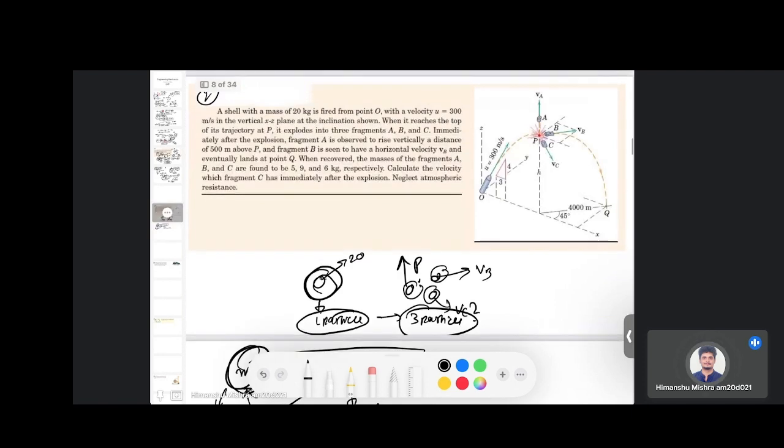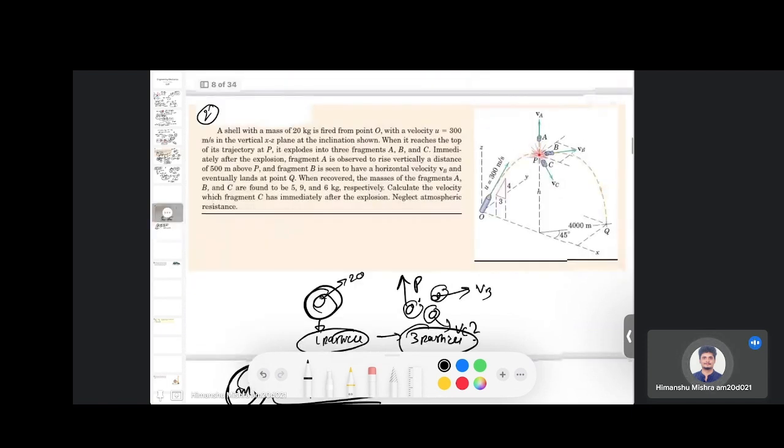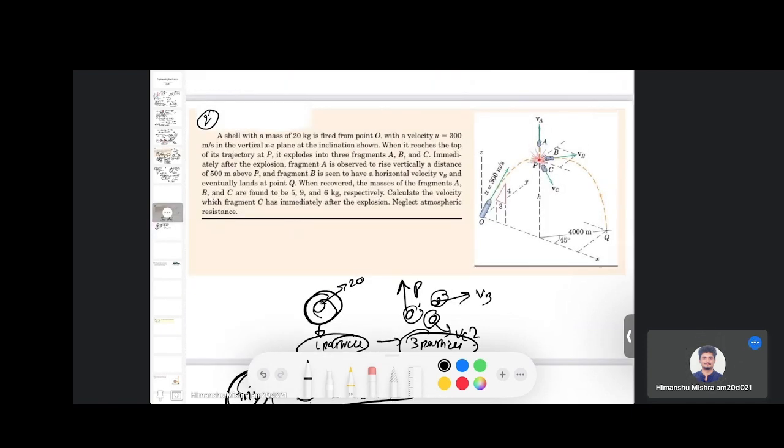So in the question, what we need to find is the velocity of particle C. So to find the velocity of particle C, we need to determine the velocity of particle A and the velocity of particle B, right? So for particle A, in the question it is given that fragment A is observed to rise vertically a distance of 500 meters.